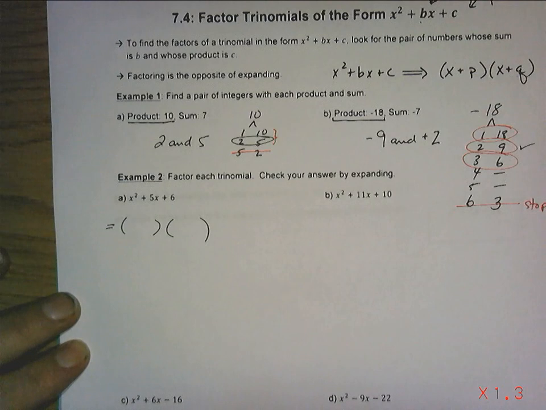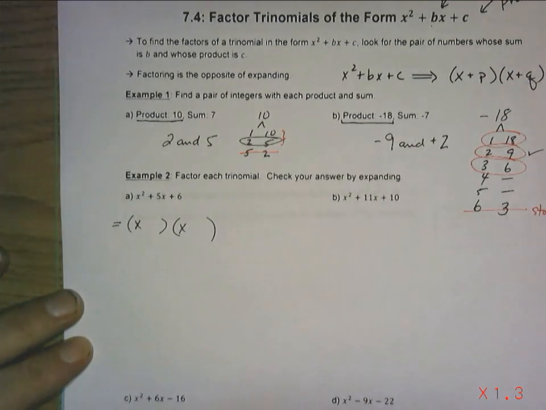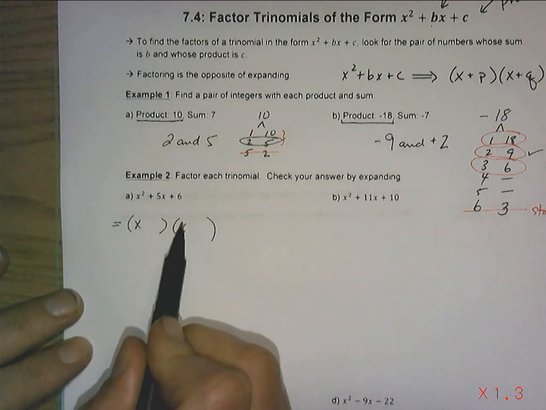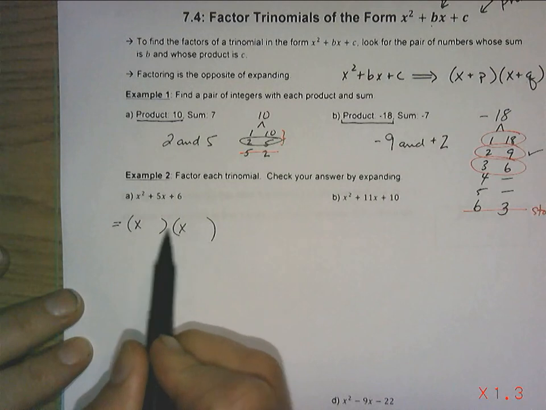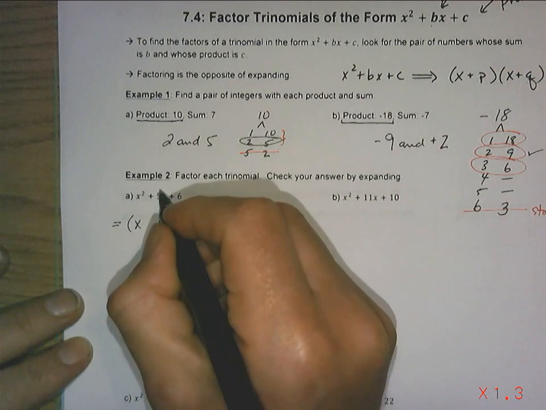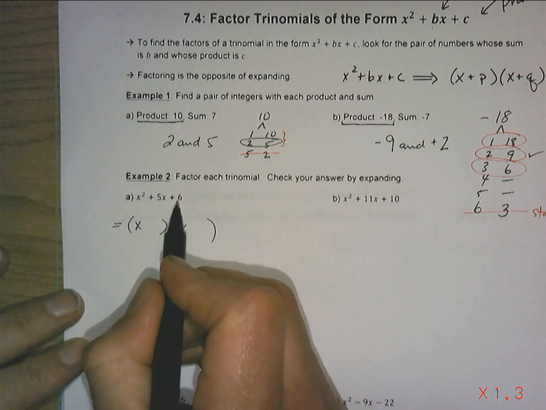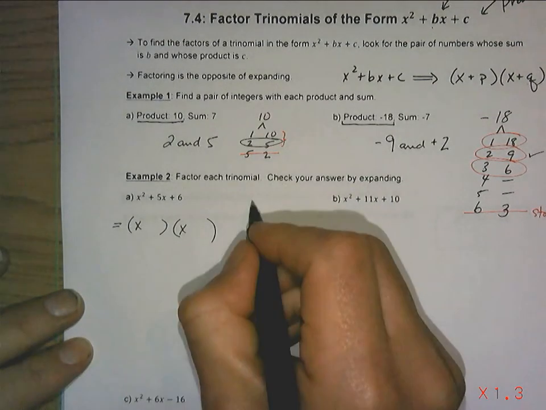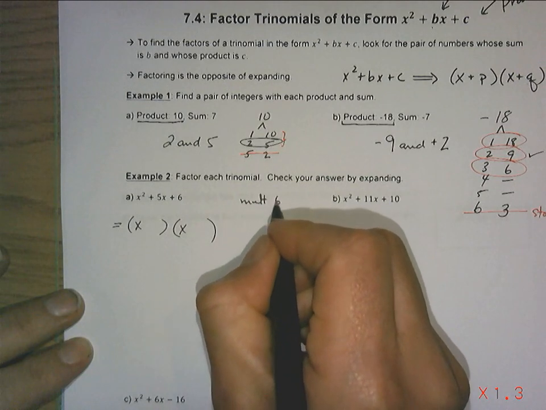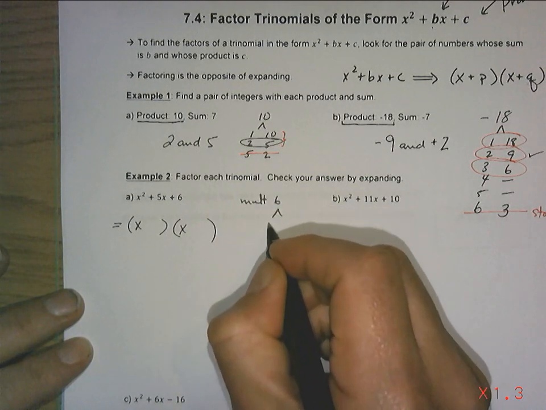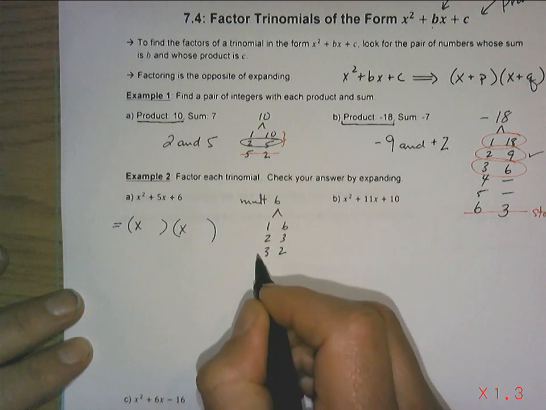The next thing I'm going to do is put an x at the front of both these binomials because it needs to be x times x to get x squared. Now what I need are the numbers that go here. To do that, I'm going to look for 2 numbers that multiply to give 6 and add to give 5. So they need to multiply to give 6, or the product is 6. So that's 1 and 6, 2 and 3, 3 and 2.